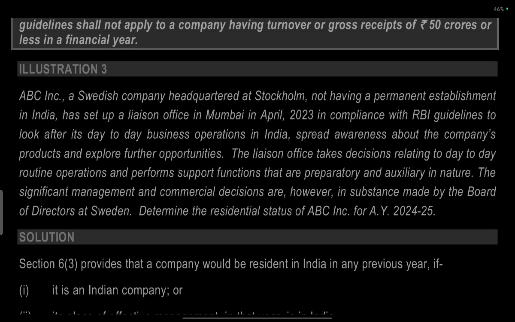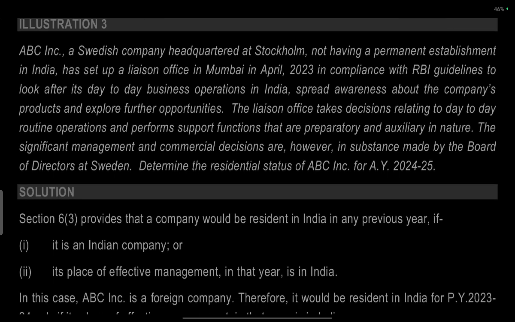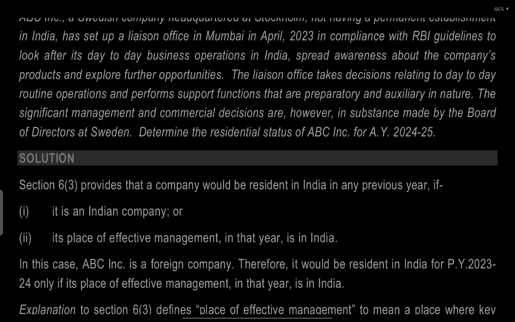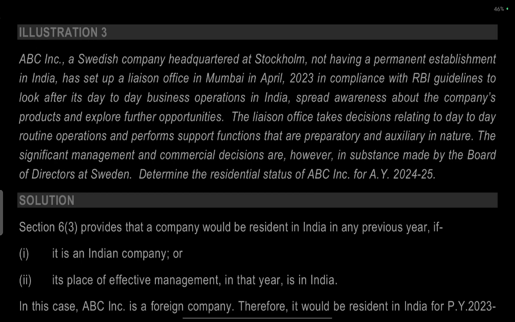Illustration 3. ABC is a Swedish company headquartered in Stockholm but does not have a permanent establishment in India. It has set up a liaison office in Mumbai in 2017 in compliance with RBI guidelines. The office looks after the day-to-day business operations in India, spreads awareness of the company's products and explores further opportunities. The liaison office takes decisions related to day-to-day routine operations and performs support functions that are preparatory and auxiliary.